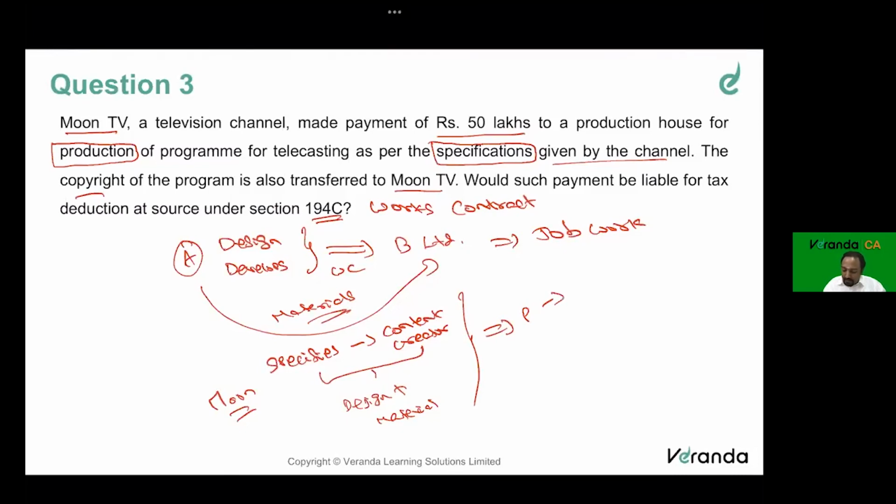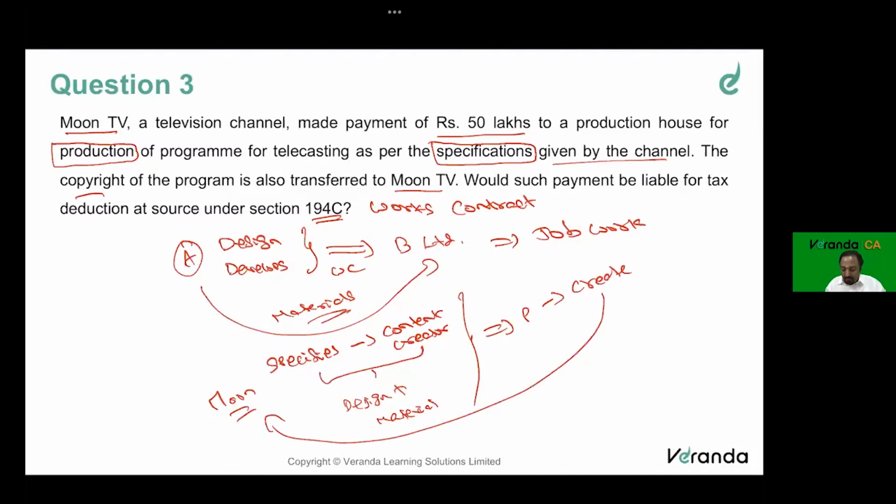They create and give back the rights to Moon TV. It's the same as what we saw earlier. B Limited manufactures, and B Limited doesn't sell. B Limited gives it back to A, and A only makes the sale. So that's what we call job work, a subcontract or a job work.